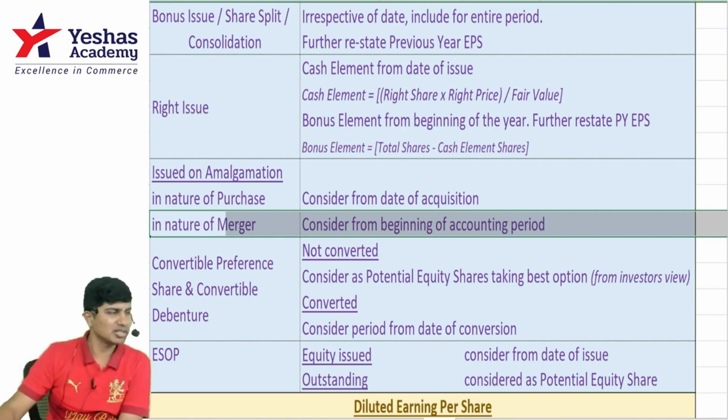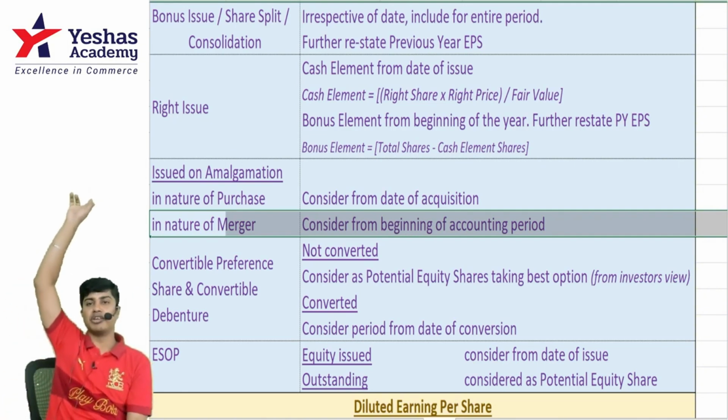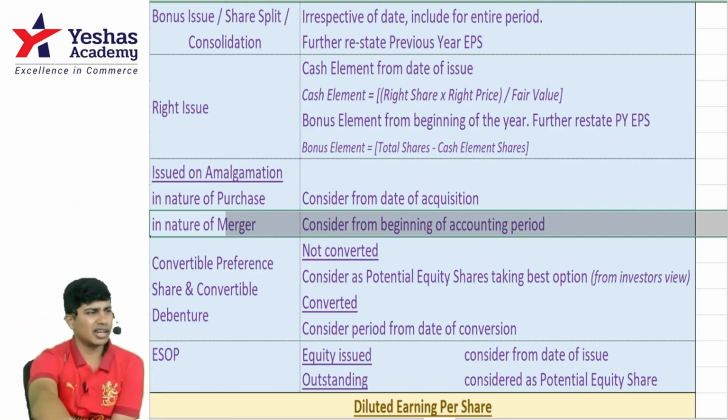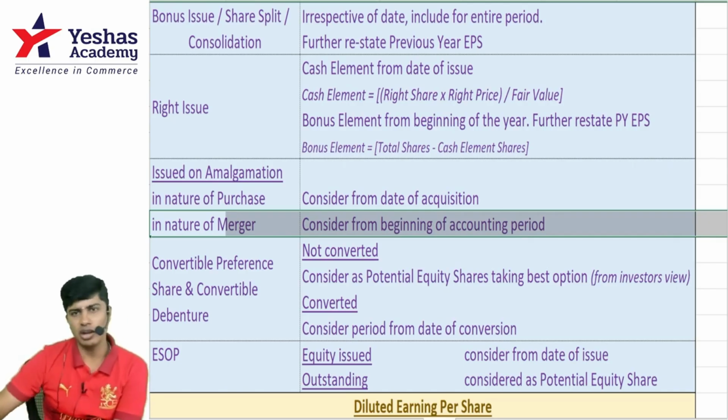Shares issued as bonus, that kind of computation. Irrespective of the date, we'll compute it from the beginning of the year. You have no practical questions on this, and you don't know amalgamation at this point. So I'm just giving you a small reference.